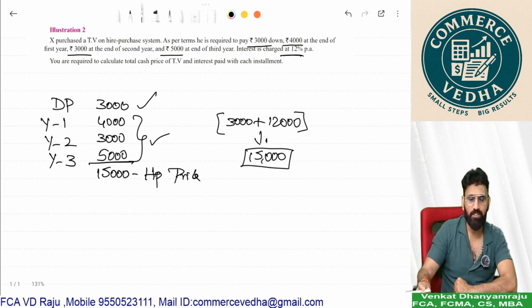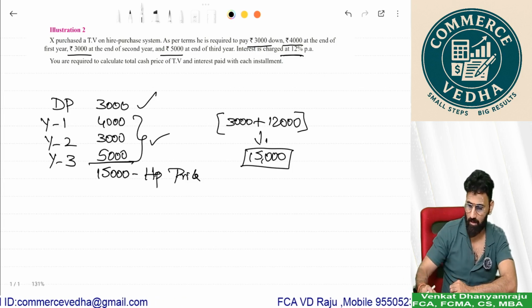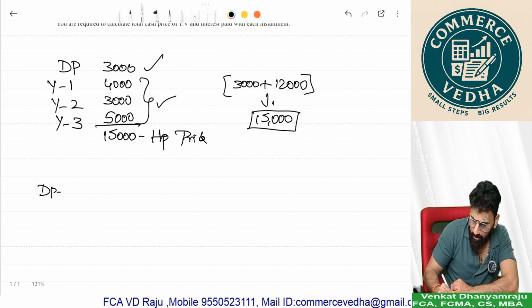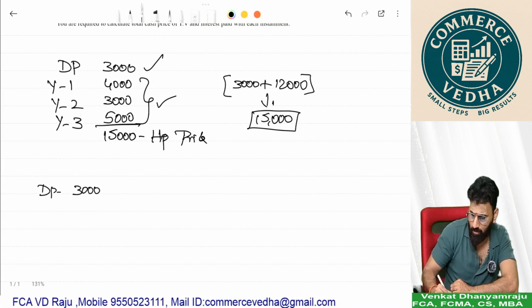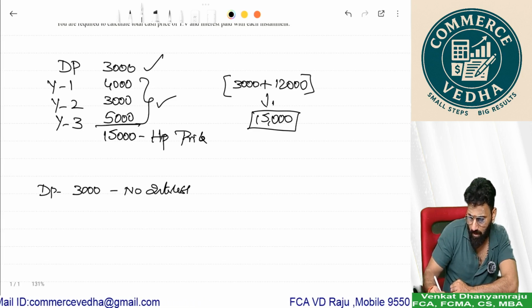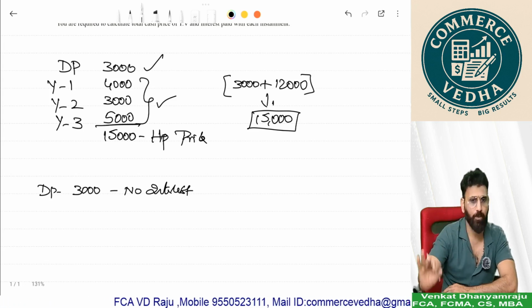So cash price is nothing but what? Hire purchase price minus interest. But we don't know the interest. Now the logic here is, in the DP of 3,000 there is no interest, because the down payment is paid on day 1. So it is totally cash price.